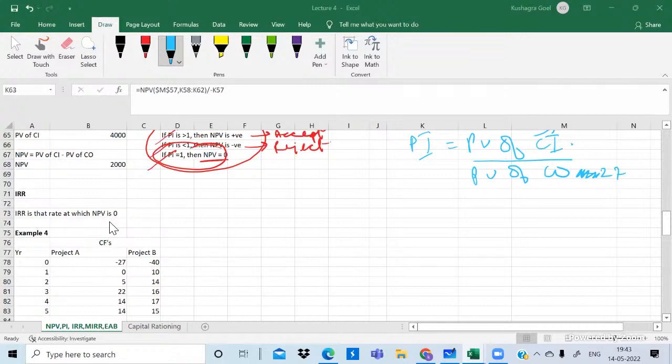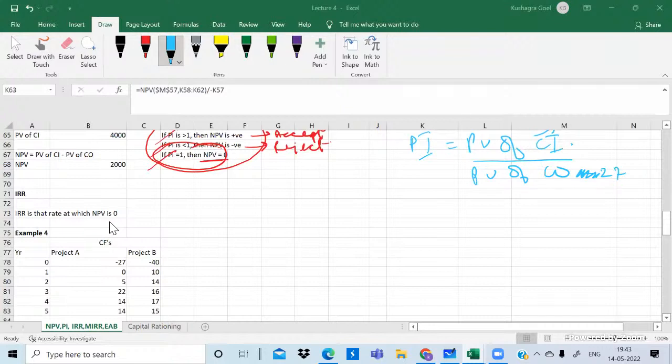Let's say you are generating a return of 20% and your cost is 15%. It is beneficial because your return is more than the cost, so accept the project. But let's say your return is 20%, but your cost is 30%, which means you're raising funds at 30% and investing that fund in a project that is generating only 20%. It doesn't make sense to invest money in that project because your return is lower than the cost, and it will not be a good project to be undertaken.